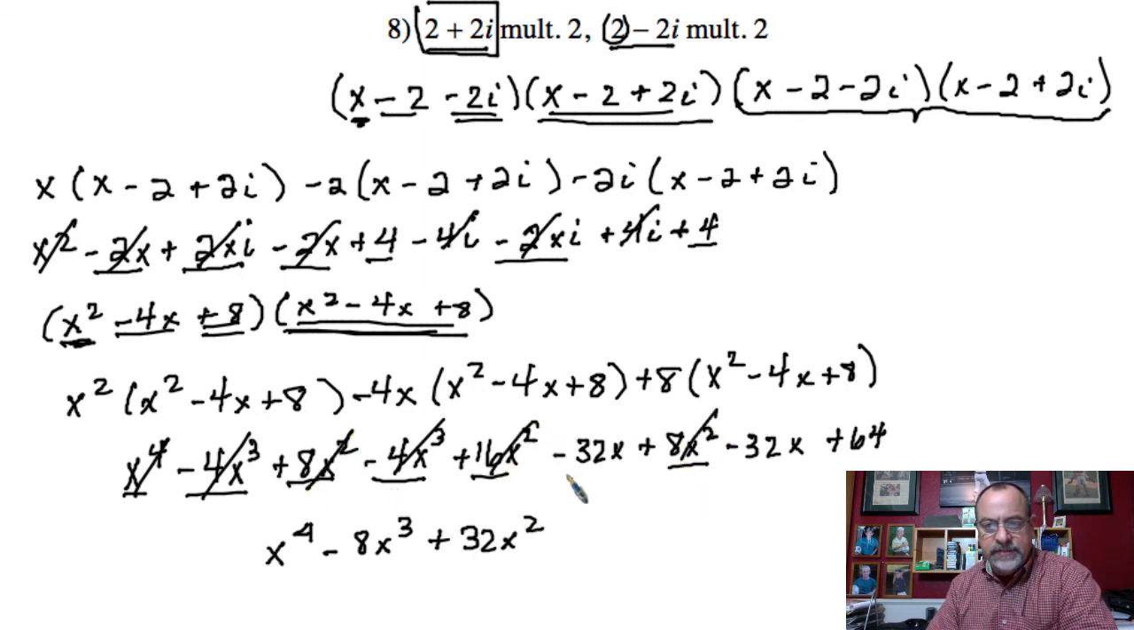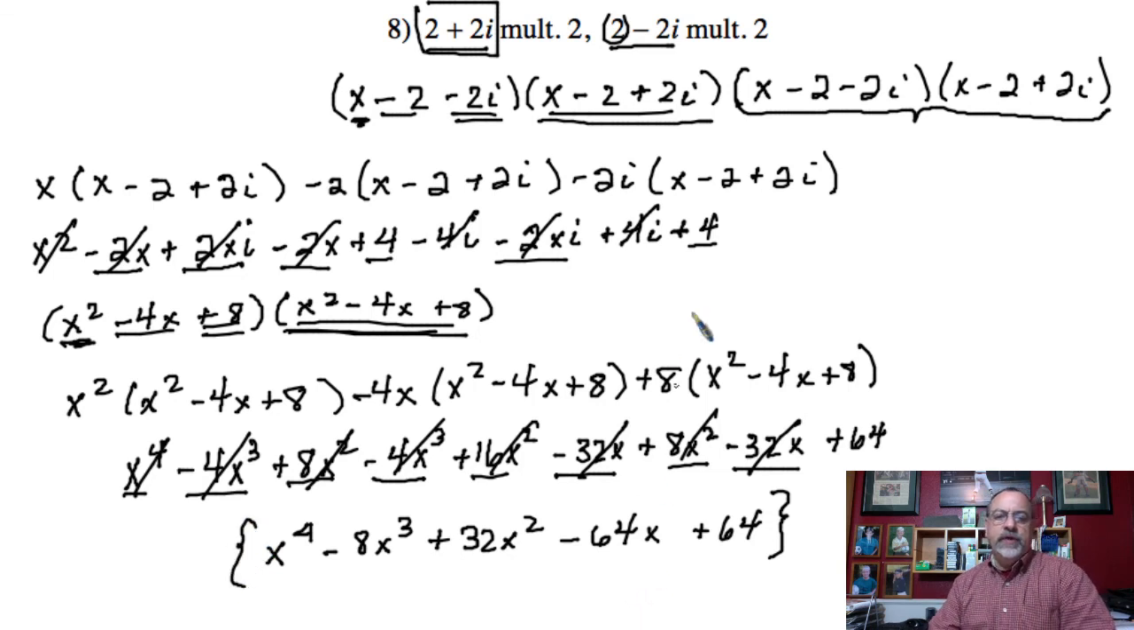Takes care of all my x squared. I have a negative 32x and a negative 32x, which is negative 64x. Takes care of those. And then I have a constant 64 at the end. So this would be the polynomial in standard form that has these as its zeros.